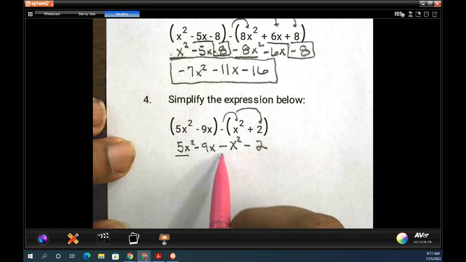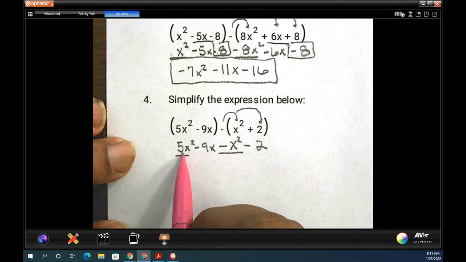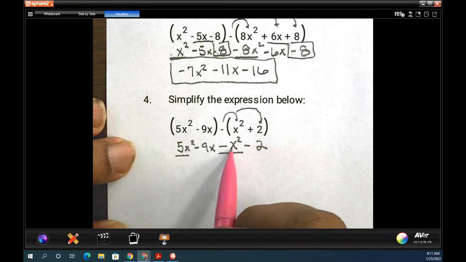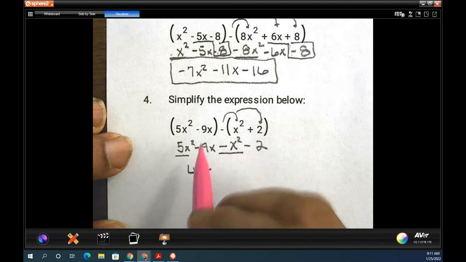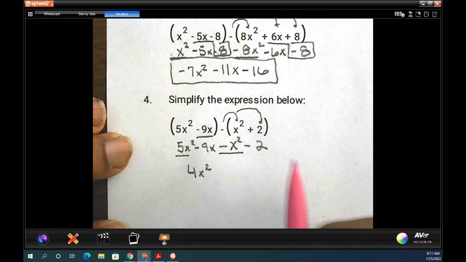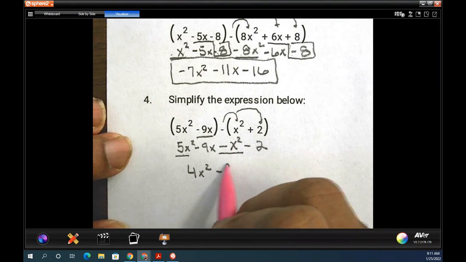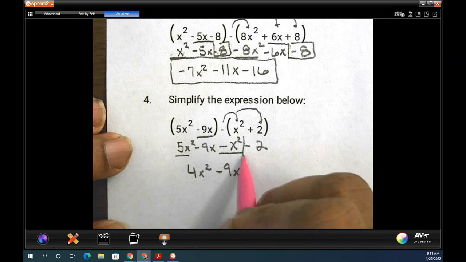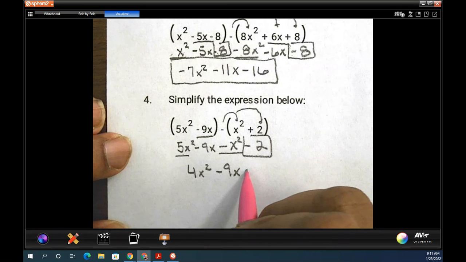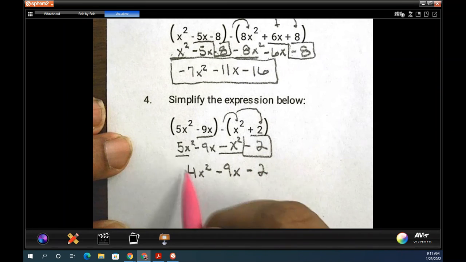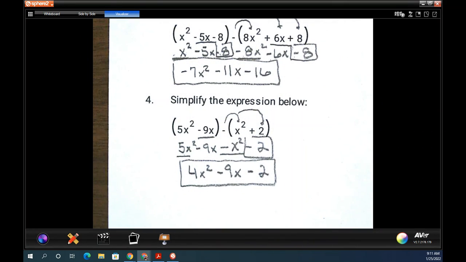You've got 5x squared and negative x squared. Remember, that's negative 1, so 5x squared minus 1x squared is 4x squared. Then you have negative 9x. There's nothing to combine it with, so you rewrite it, minus 9x. Then you have negative 2. There's nothing to combine that with, so we rewrite it, minus 2. There's your answer, 4x squared minus 9x minus 2. That's it.